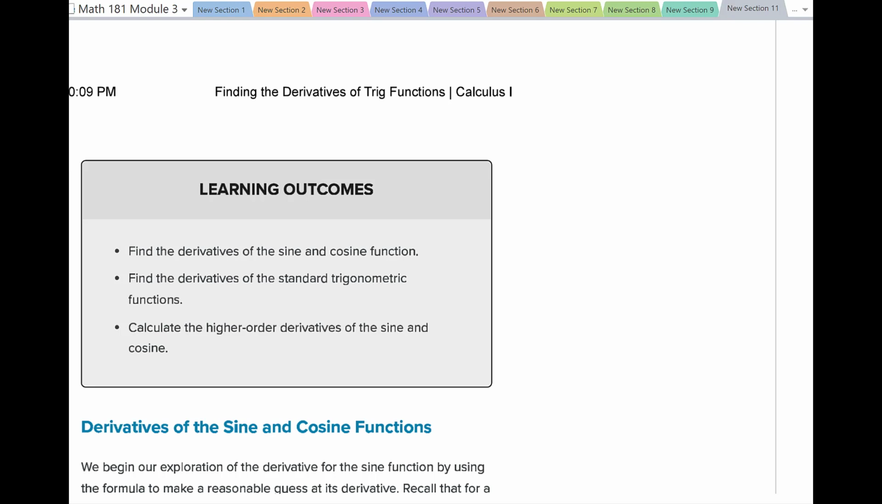We continue our journey into calculus and the exploration of derivatives with some more tools for your derivative toolbox. So in this section, we are going to be trying to find the derivative of the sine and cosine function, find the derivative of the standard trigonometric functions, and calculate the higher order derivatives of sine and cosine.